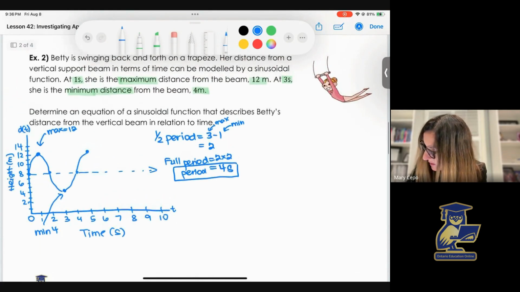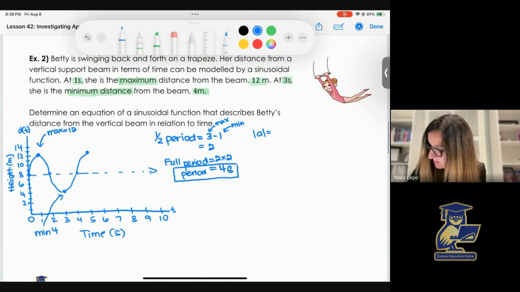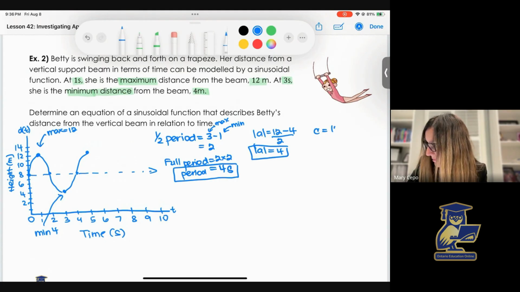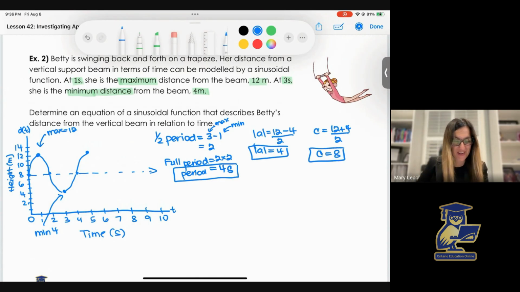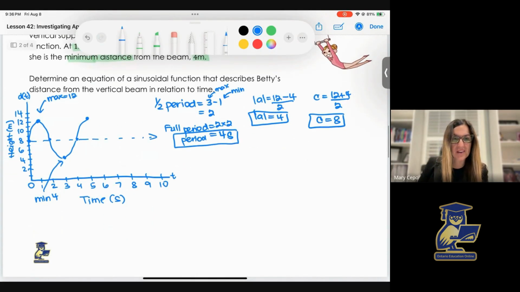So we know the absolute value of A is max minus min, so 12 minus 4, and let's divide that by 2. So A is equal to 8 divided by 2, which is 4. C is going to be max plus min, so 12 plus 4, divide that by 2. C is going to be 8, which we have. Excellent. Now, because we start at the equation of axes, that means we should probably use the sine function, right? Because you're starting at the equation of axes. We are still missing one property, which is our K value.